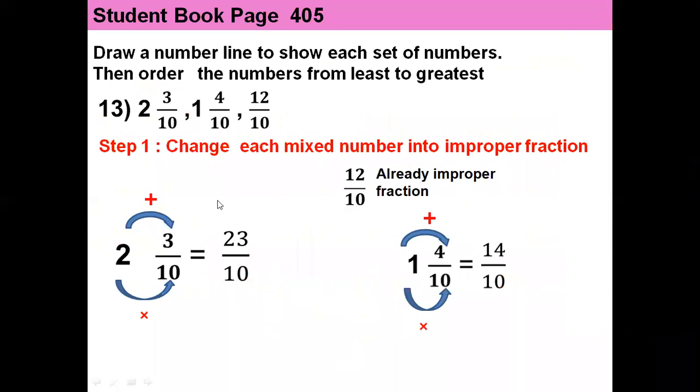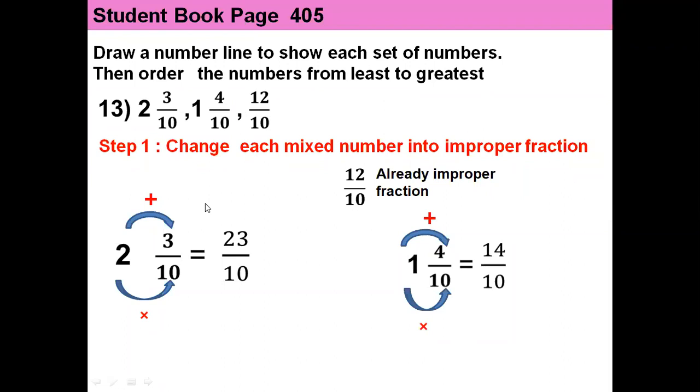Okay, who can help me now? Question 13, page 405. I want someone to read it and to do it with me. Raise your hands. Muhammad? Yes, Muhammad. Read it, please. Draw a number line to show each set of numbers. Then order the numbers from least to greatest. Great job. Okay. The first step, what do we do, teacher? We have here mixed numbers. What do we change them into? Into improper fractions. Great job.